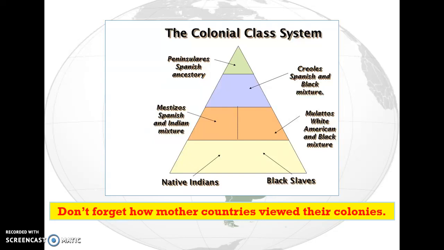Conquistadors were given governmental authority and became known as viceroys or colonial officers, and you can see them at the top. And viceroys were generally at the top of the class system since they were the guys in charge.